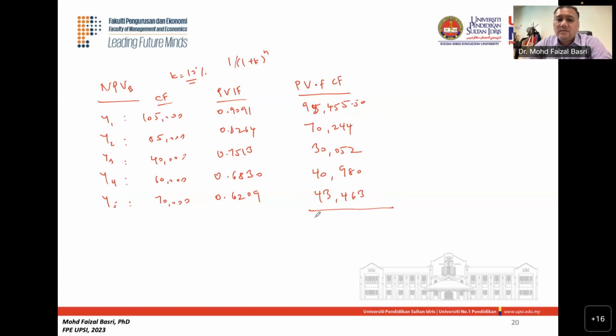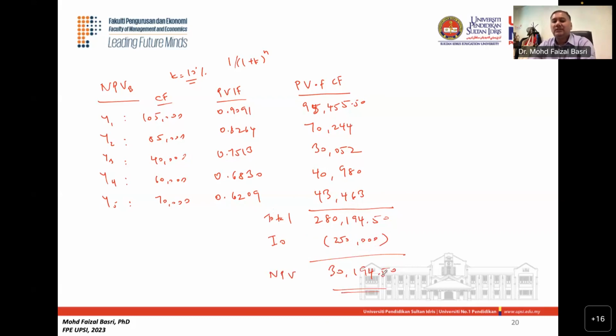So you have here 280,194 and 50 cents. So this is your present value of cash flows total. This is the total. So your initial outlay is negative, or minus 250,000. This is the cost just now. So you minus 250,000. So you get a net present value of 30,194.50. So this is your NPV.